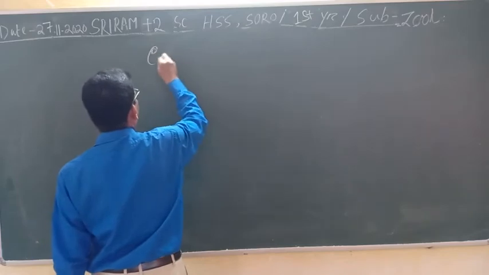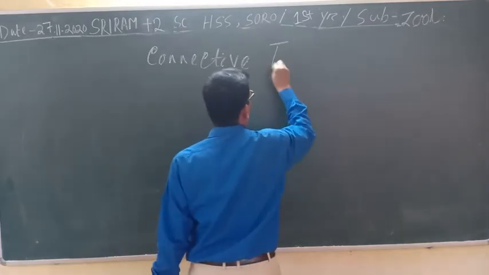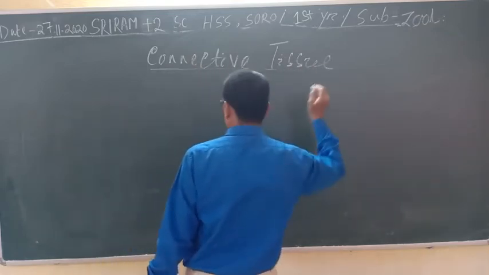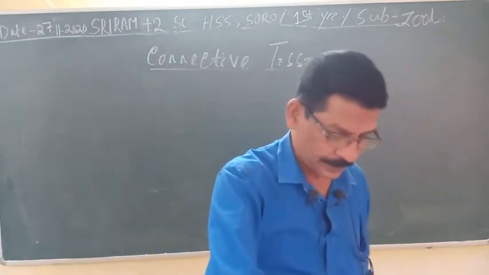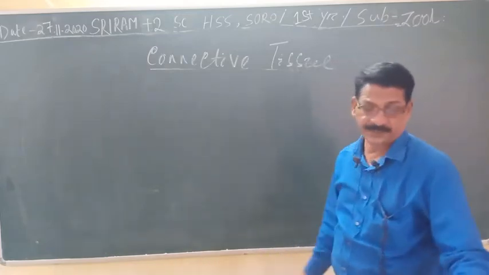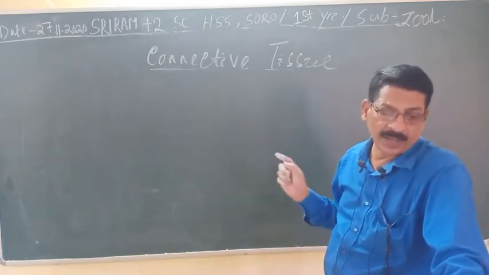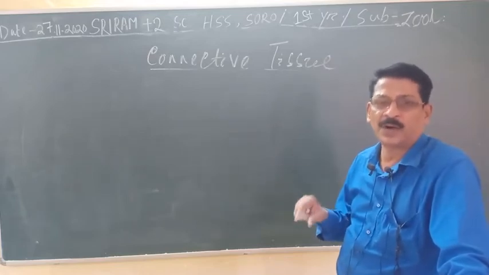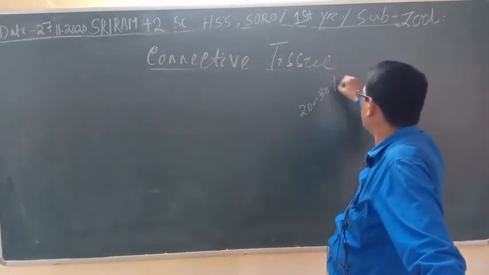The connective tissue is the most abundant and widely distributed tissue in our body, present in every part of our body, and it contains about 20 to 30% of our body weight.